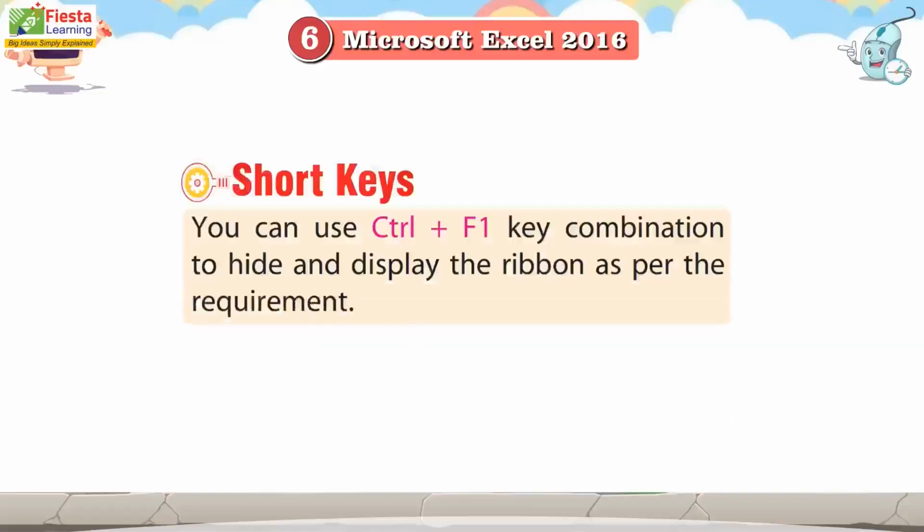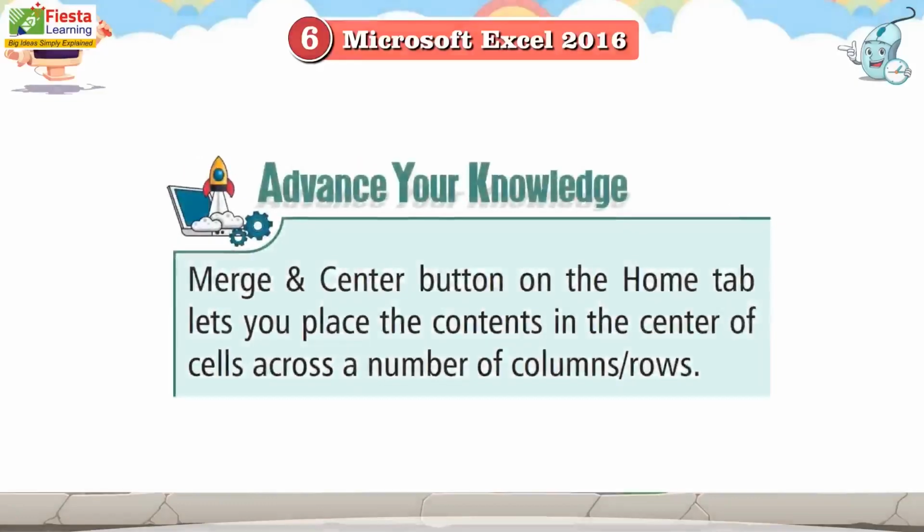Shortkeys. You can use the Ctrl plus F1 key combination to hide and display the ribbon as per the requirements. Advance your knowledge. The Merge and Center button on the Home tab lets you place the contents in the center of cells across a number of columns or rows.